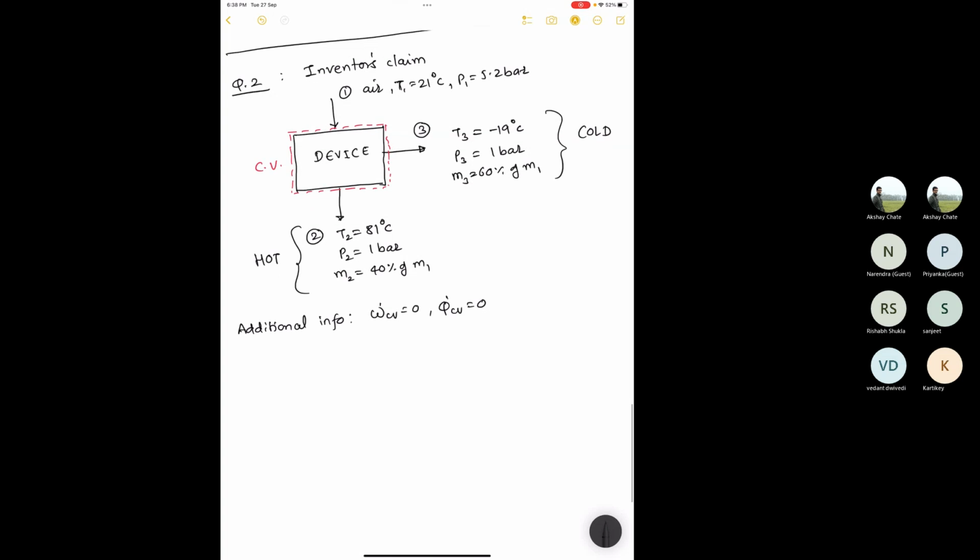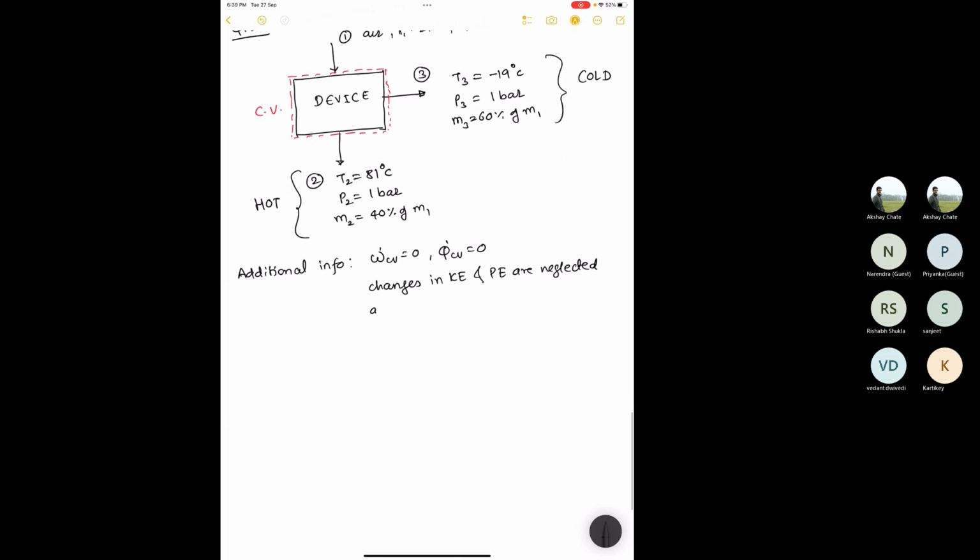Changes in kinetic energy and potential energy are neglected. This is given in the question itself; you don't need to make these assumptions. In the question itself, it is also given to assume air as an ideal gas. So this also makes your life easier. These additional pieces of information are given in the question itself.